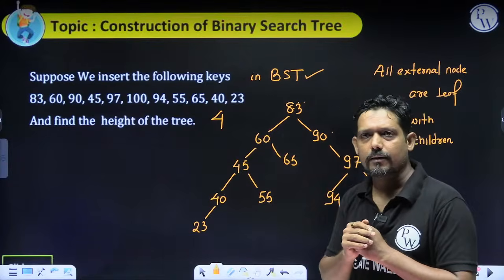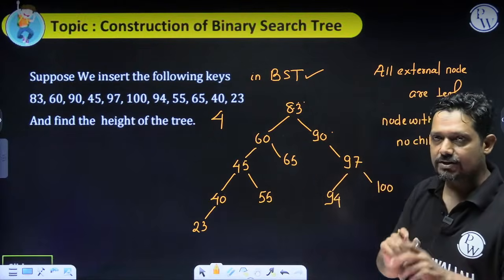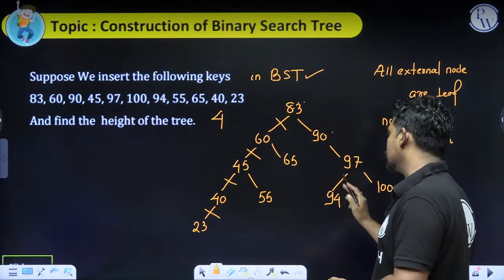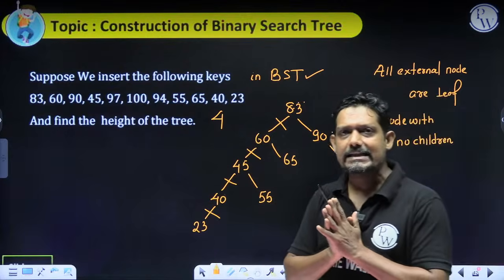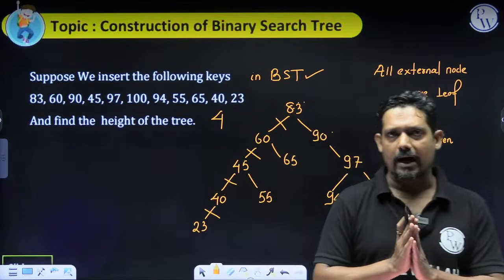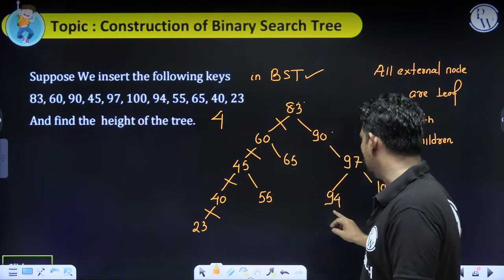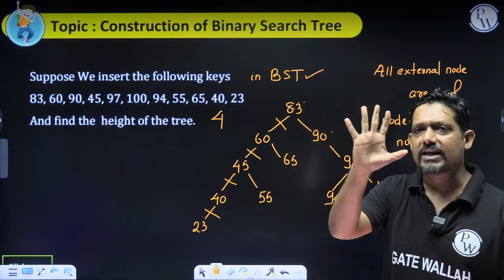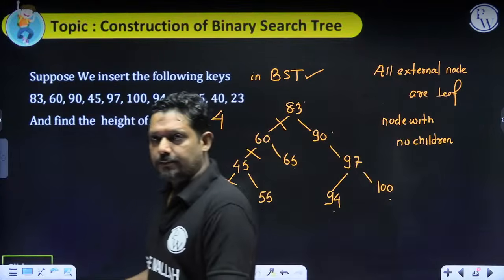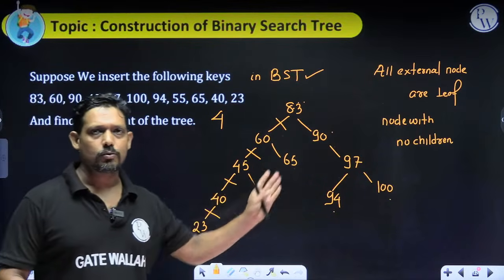5, where are you getting 5? 1, 2, 3, 4. Maximum number of edges. Okay, so 1 edge, 2 edges, 3 edges, and 4. This side 1, 2, 3, only 3. So the maximum number of edges here in this case is 4. Am I clear that the answer is 4? And that is the height of the tree. I am not saying number of leaves, I am saying height of the tree. How many leaves? 1, 2, 3, 4, and 5. There are 5 leaves.